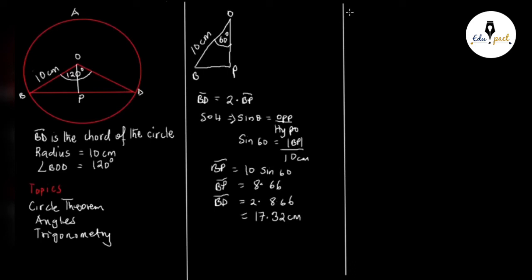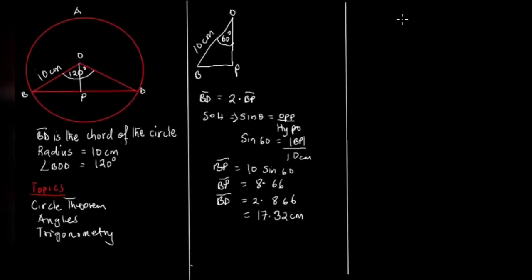Let's now look at the second approach, which is more concise. For the second approach, what we are going to do is to follow the cosine rule. For the cosine rule, we are going to see that the side or the chord BD squared should be equal to side BO squared plus the length DO squared minus 2 times BO times DO multiplied by cosine of the angle given.